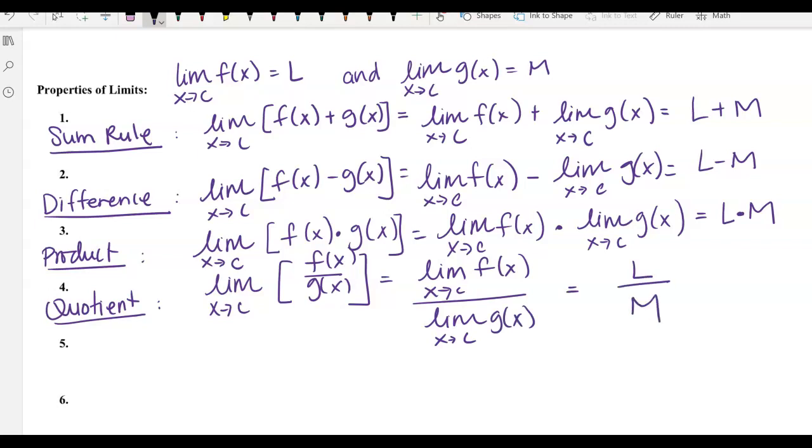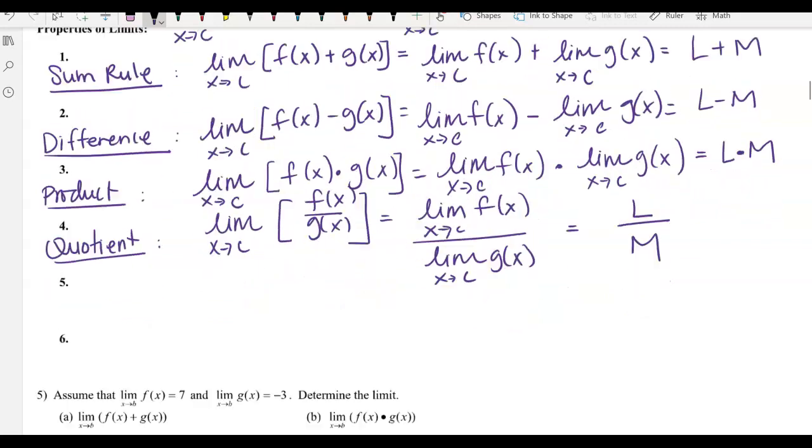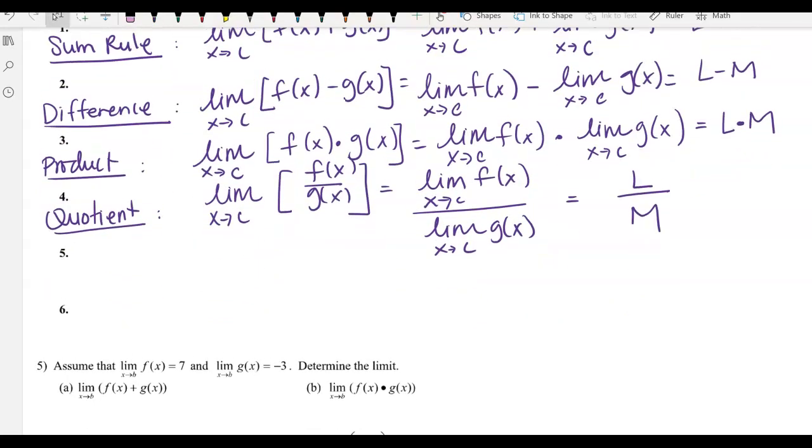All right, I'm going to give you guys a minute to finish that before we go on to constant multiple and power. So this is the separation here, so I don't invade the next space.